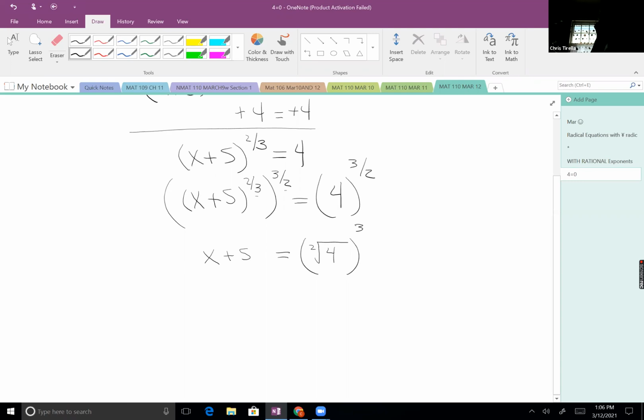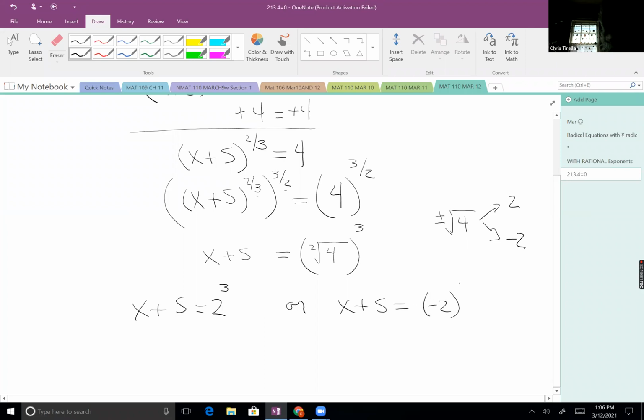With this one, we want to be careful, because when I look at the square root of 4, does everybody remember every number has 2 square roots, a positive and a negative? So the square root of 4 could be 2, or the square root of 4 could be negative 2. So that gives me x + 5 equals 2 to the 3rd, or x + 5 equals negative 2 to the 3rd.